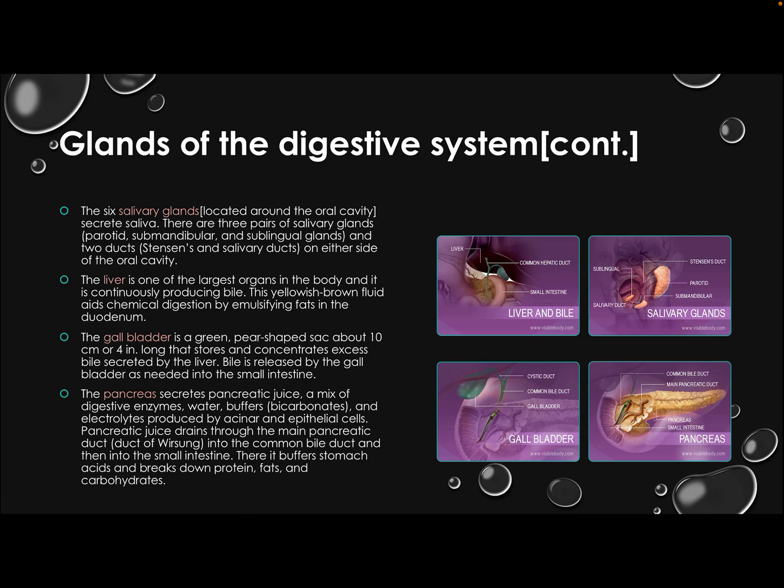The pancreas secretes pancreatic juice, which is a mix of digestive enzymes, water, buffers, which are bicarbonates, and electrolytes produced by acinar and epithelial cells. Pancreatic juice drains through the main pancreatic duct, which is the duct of Wirsung, into the common bile duct and then into the small intestine.